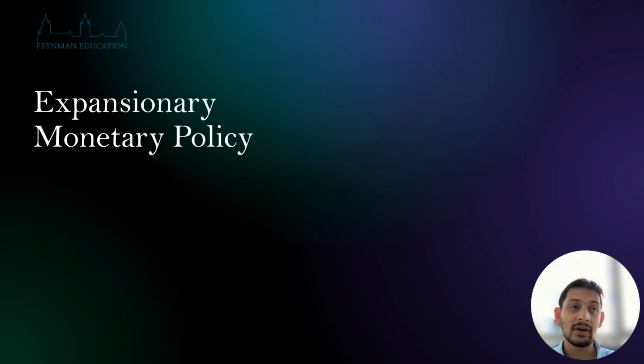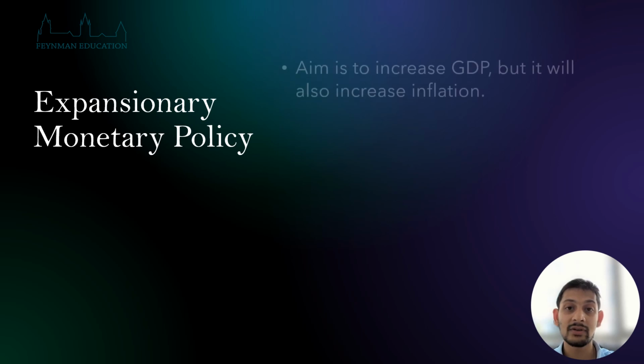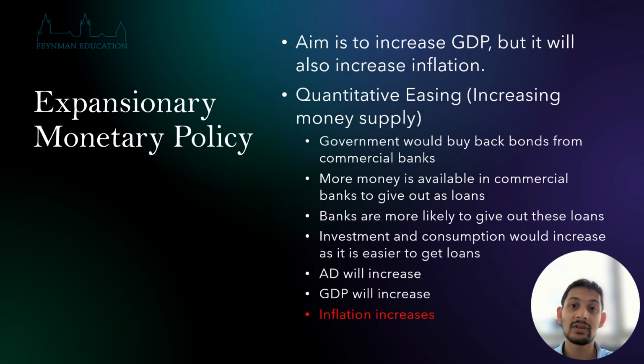Now, when dealing with expansionary monetary policy, the other side of it was quantitative easing. Like we said, it's affecting the money supply, so the central bank would increase the money supply. There are several ways to do this, but one would be that the government would buy back bonds from commercial banks. Commercial banks are what regular customers or companies would use. If they're buying back bonds, the central bank is in effect paying these commercial banks for these bonds, so the commercial banks then have more money to give out.